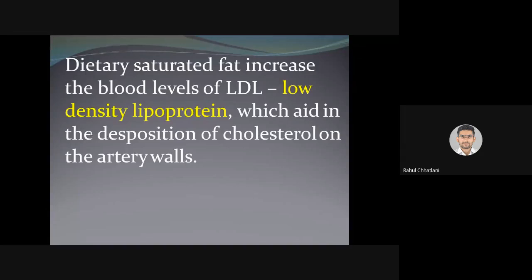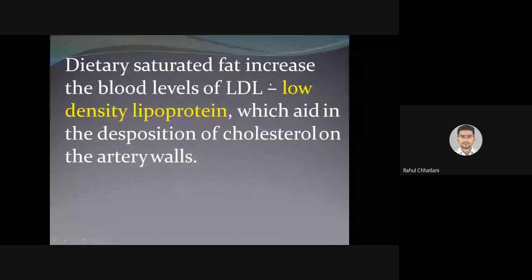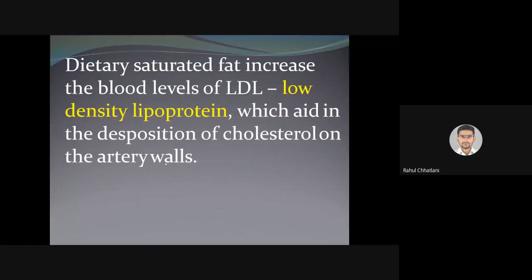So it is very bad if the level of LDL increases in the blood. So dietary saturated fat increases the blood level of LDL. If you take more amount of saturated fat, that is bad for the body. Yes, which aids in the deposition of cholesterol on the artery wall. The cholesterol deposited on arterial walls will thicken the arterial walls and the lumen will become smaller. When the lumen becomes smaller, less blood goes ahead, and then there will be signs and symptoms.